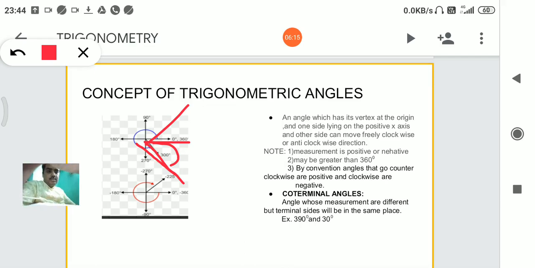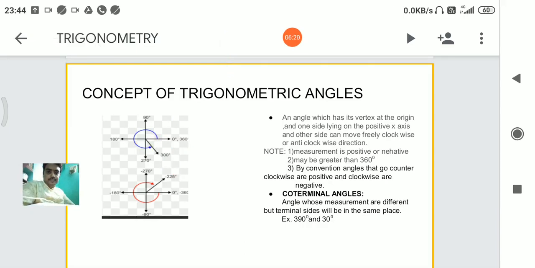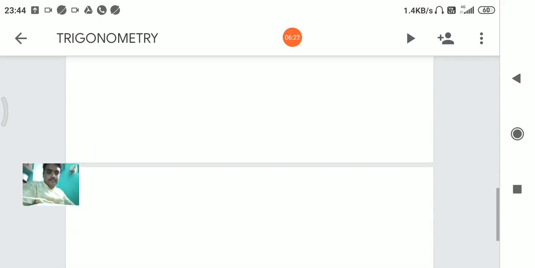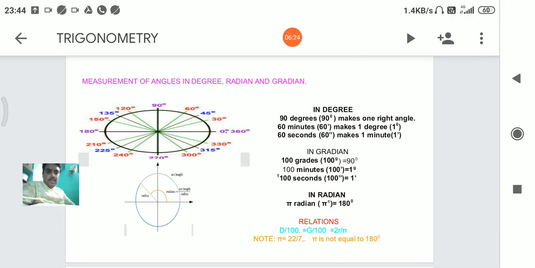Now, our next part: the measurement of angles. There are three systems. One is in degree, another is in radian, and another is in gradient. We use degree and radian more than the gradient.